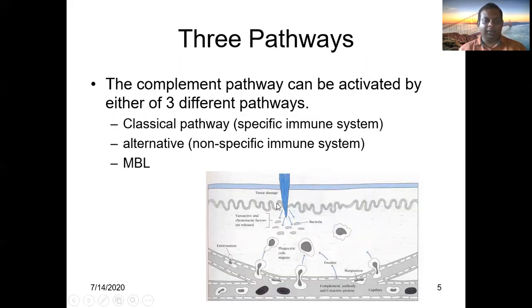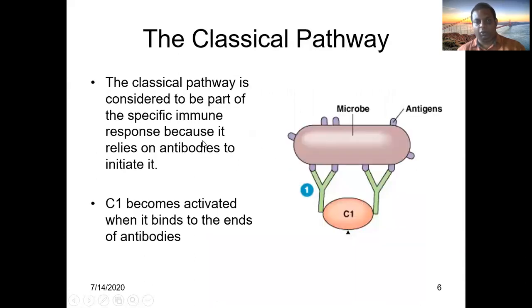When there's a tissue injury, foreign body, or infection, the complement pathway activates in three different ways: the classical, alternative, and mannose binding lectin pathways. The classical pathway is specific; it requires the specific immune system, so it is antibody mediated. The alternative pathway has no such requirement. It is activated in the innate immune system, but it's slow.